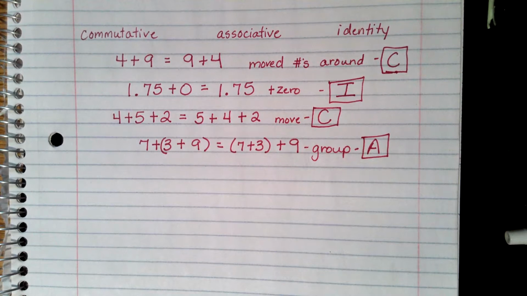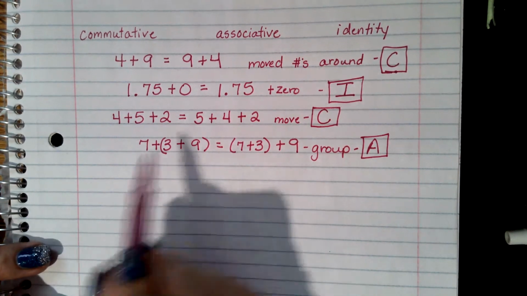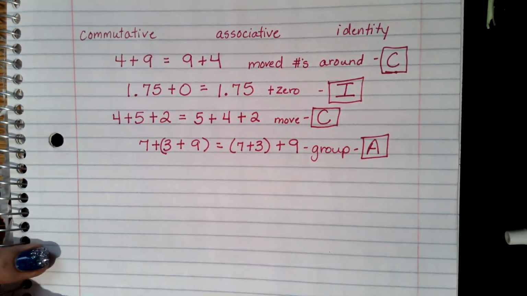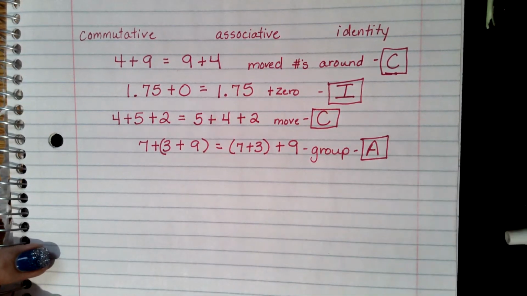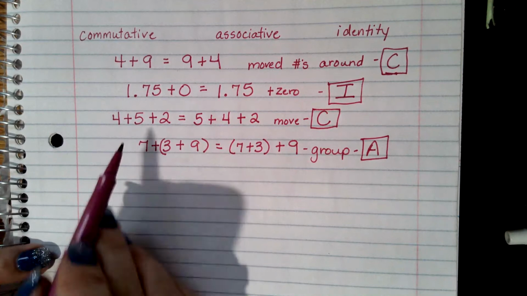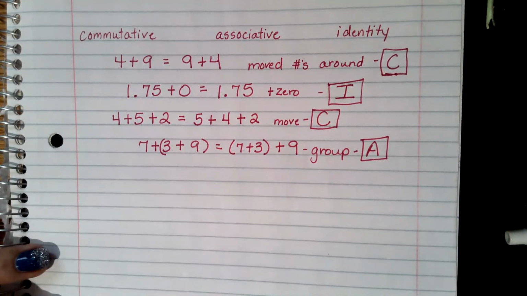It's time for you to try your work on the lesson. And I'm scrolling through just to make sure that I didn't miss anything. It's important that you know to look at whether things were moved or whether they were grouped differently to identify between the associative and the commutative. Okay? Were the numbers moved around or were they just grouped differently?